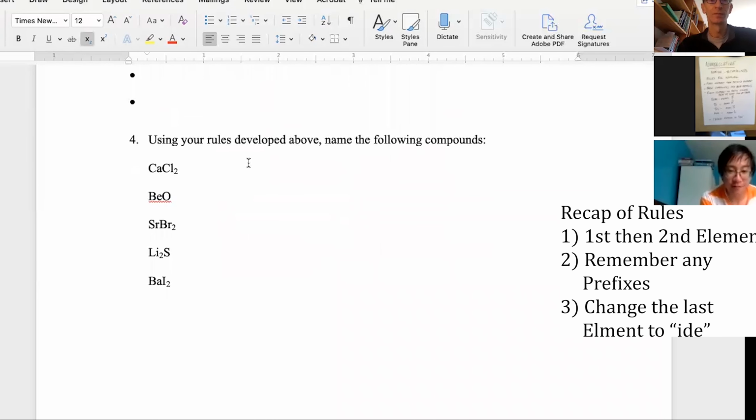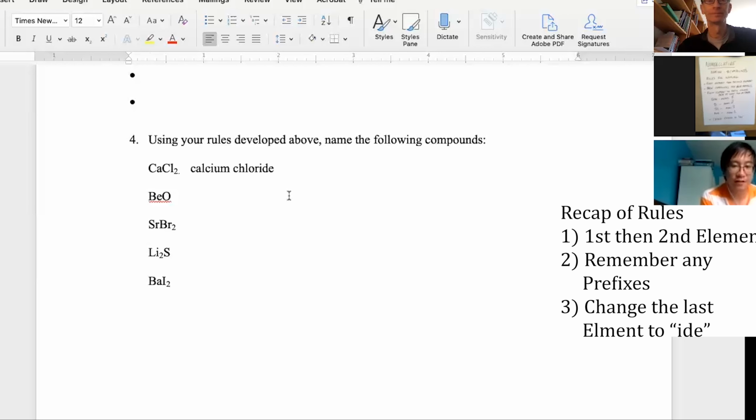You want to take this one first? Sure. All right, so I've got two elements. First element is calcium, second element is chlorine. So I'm going to start off with calcium, chlorine, and I'm going to make good taste to do it all in lowercase, and I'm going to call it calcium chloride.